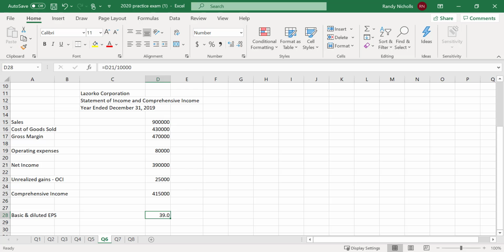All right. So comprehensive income includes net income plus OCI. That's the key thing there, and just getting the format, getting them under the line.